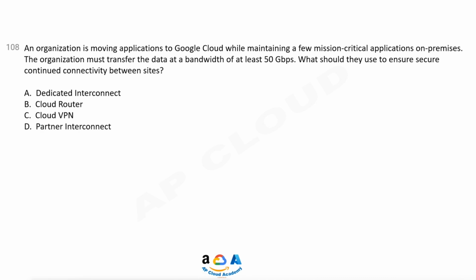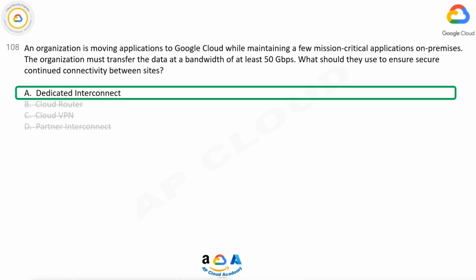108. An organization is moving applications to Google Cloud while maintaining a few mission-critical applications on premises. The organization must transfer the data at a bandwidth of at least 50 gigabits per second. What should they use to ensure secure continued connectivity between sites? A. Dedicated Interconnect. B. Cloud Router. C. Cloud VPN. D. Partner Interconnect. Correct answer, A. Dedicated Interconnect.